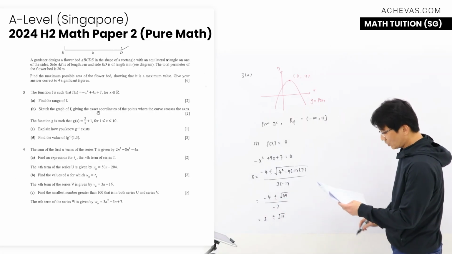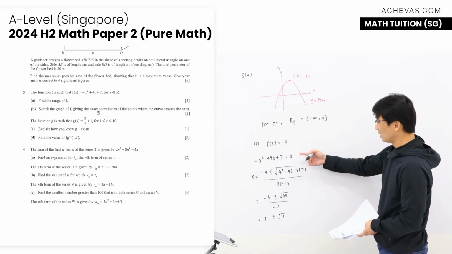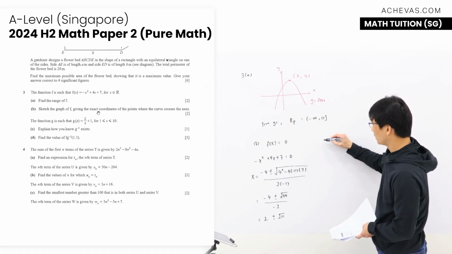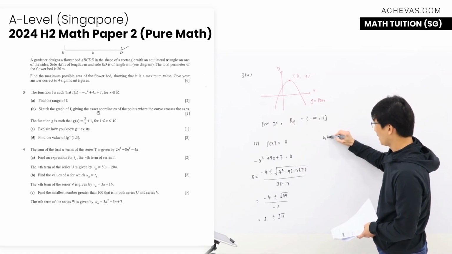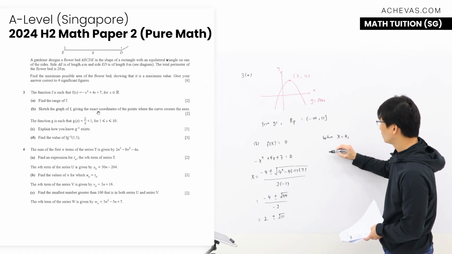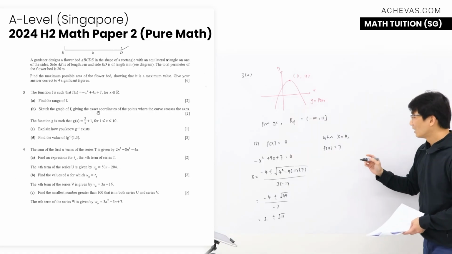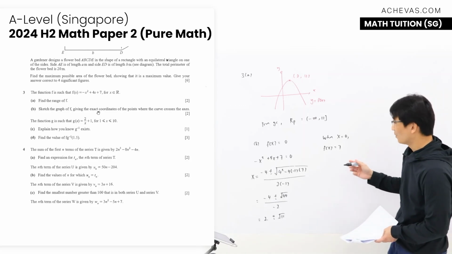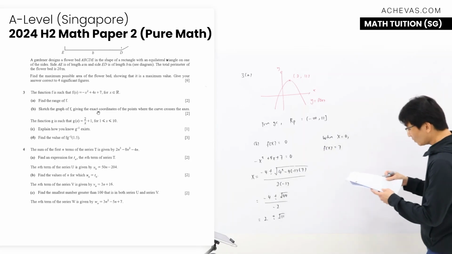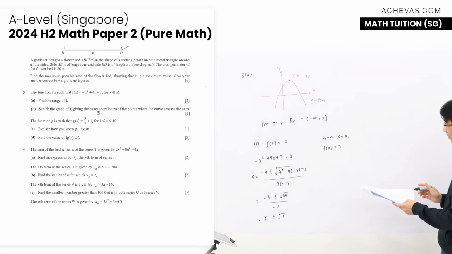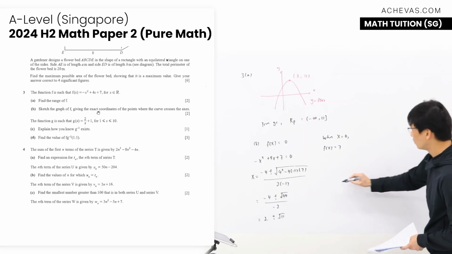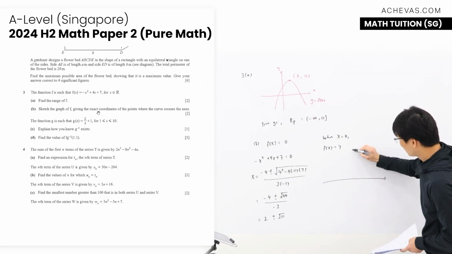In fact, we can also find out the y-intercept very quickly. I can just say when x equals 0, I will get f(x) equal to 7. Therefore, I know that the curve will intersect the y-axis at 7. I think that should be enough information for me to sketch out the graph.